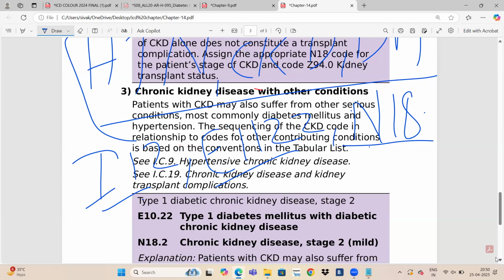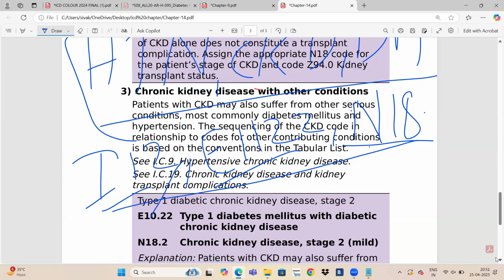If the reason for the encounter is related to CKD, then use this combination in the same sequence. If we have CHF, then in place of I12 we use code I13. So I13, then CHF, then E11.22, then N18.